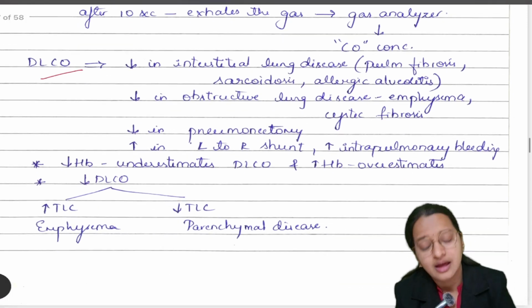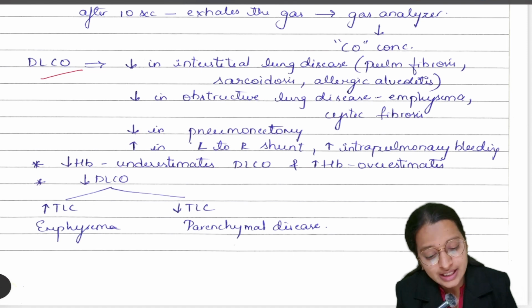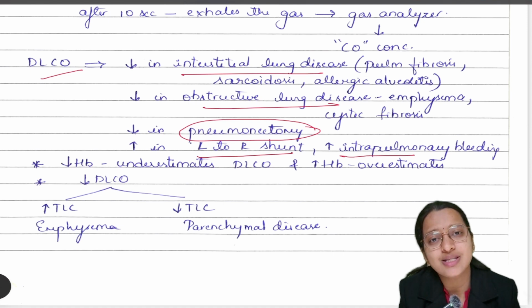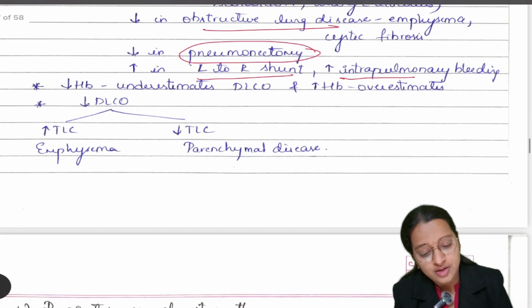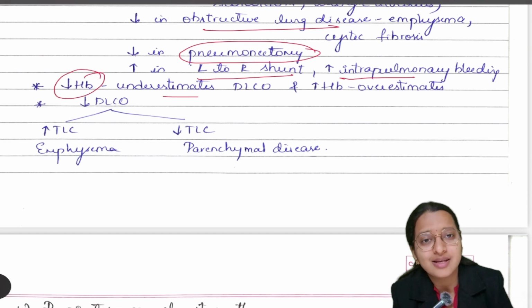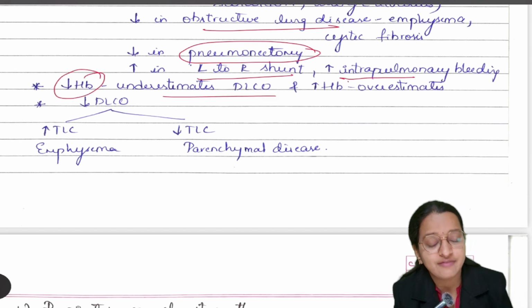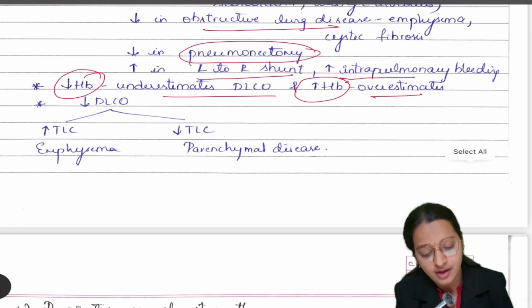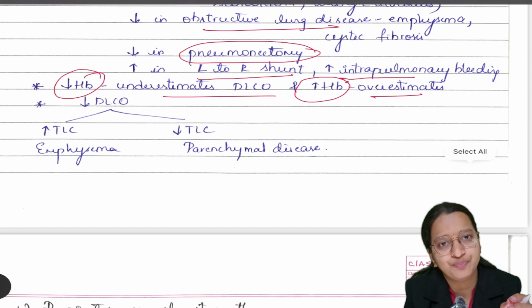This diffusion capacity decreases in interstitial lung diseases, obstructive lung diseases, and pneumonectomy cases, while it is increased in left to right shunt and the conditions in which there is increased intrapulmonary bleeding. If there is decreased hemoglobin in an anemic patient, there would be underestimation of DLCO, whereas if there is increased hemoglobin, there would be overestimation of DLCO.